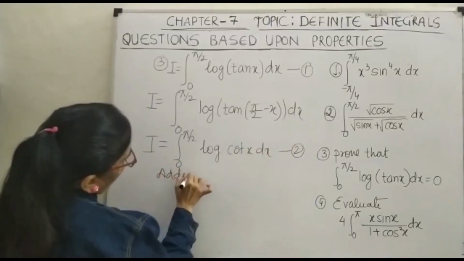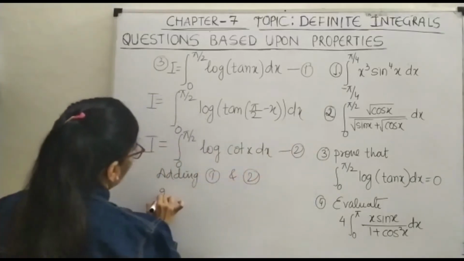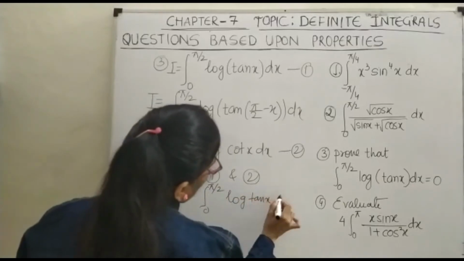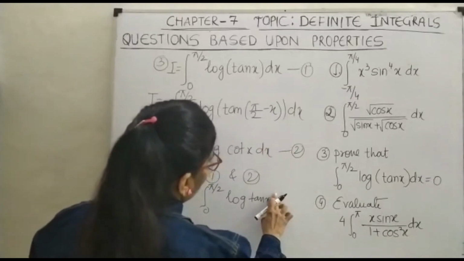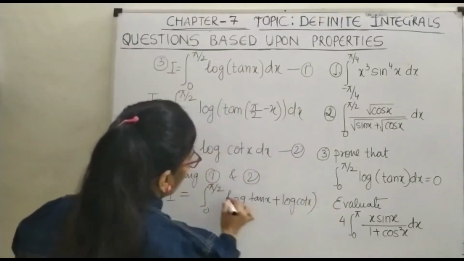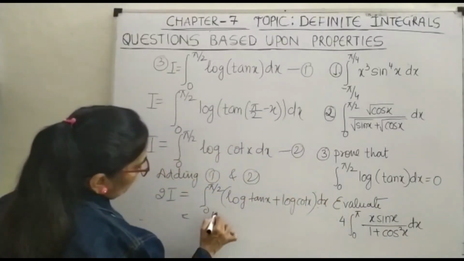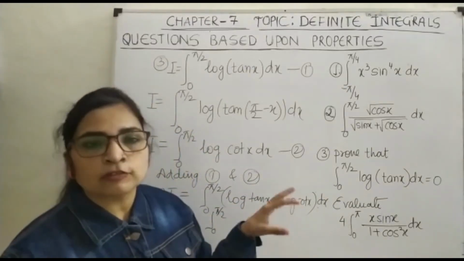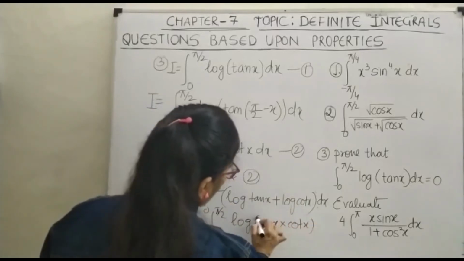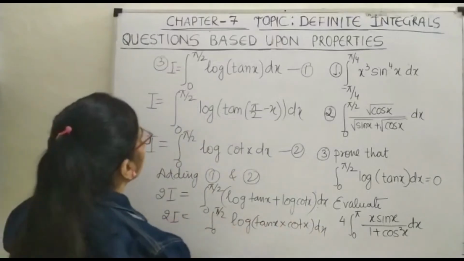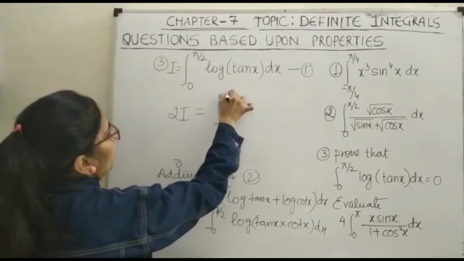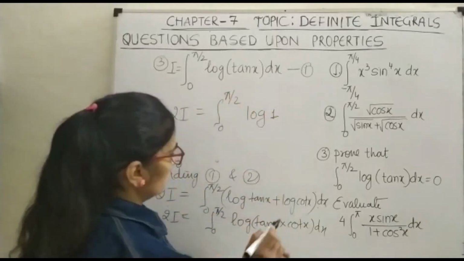So adding 1 and 2 we get 2I is equal to the integral from 0 to pi by 2 of log tan x plus log cot x dx. Now you know the formula log m plus log n is log mn. So this will be log of tan x into cot x. Right? That is 2I. Now again 2I is equal to the integral from 0 to pi by 2 of log 1 dx.